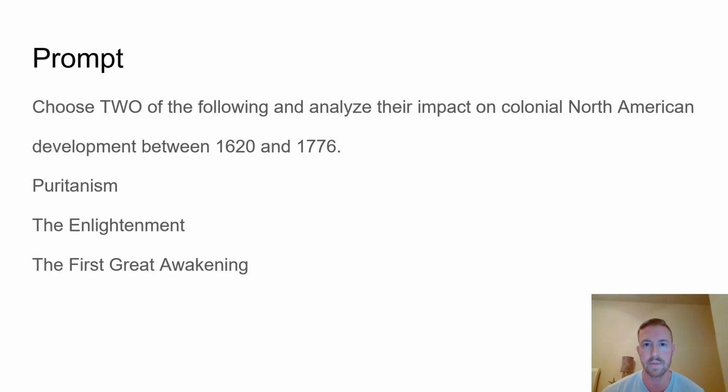Here is a prompt that was actually on the AP exam a few years ago. It said, choose two of the following and analyze their impact on colonial North American development between 1620 and 1776. It's routine that they will give you three to choose from. So they give you Puritanism, the Enlightenment, and the First Great Awakening.